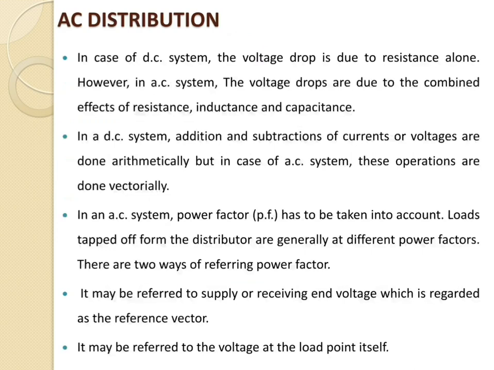The primary distribution side uses a voltage of 3.3, 6.6 or 11 kV, and for that we use a 3-phase 3-wire system. In the same way, the secondary distribution side uses a 3-phase 4-wire system with a voltage of 400 volt. So this is regarding the distribution system.